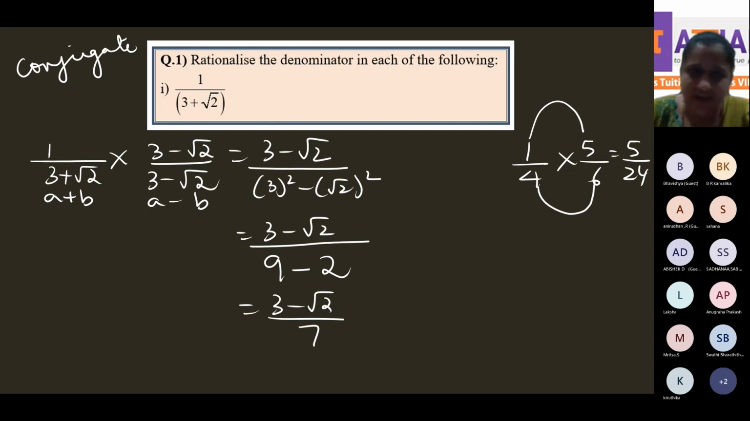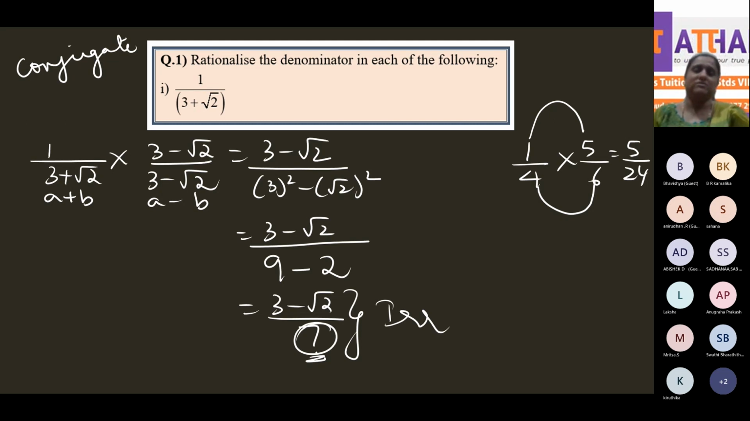The denominator was irrational. You make the denominator rational. Now see the denominator, it is 7, and 7 is rational. But the whole thing is irrational only. The denominator is 7, which is rational. Clear, children? Yes, ma'am. Wherever possible to multiply, you should use identities. Like here we used a plus b into a minus b is a square minus b square. Wherever possible, you should use identities.